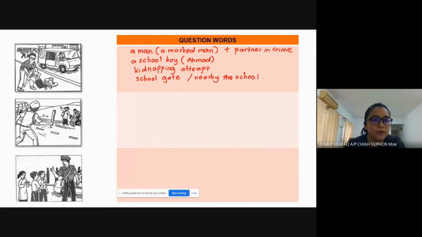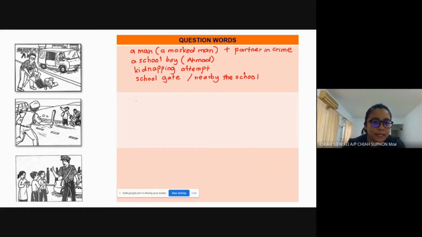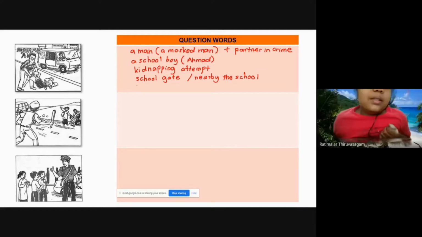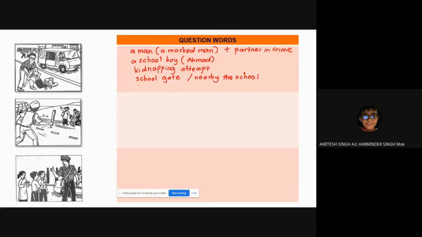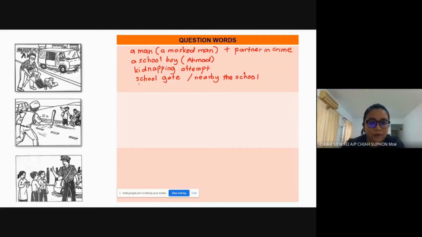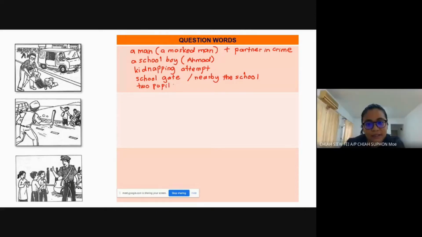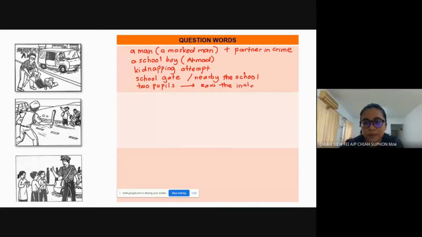Or can we move on already? Move on. All right. Move on. Okay. What about the two students at the back? They are running. Running away or running towards? Running towards. Running towards the van, to help Ahmad. Two people running towards. Okay. They saw the incident, right? Yes. Two people saw the incident.